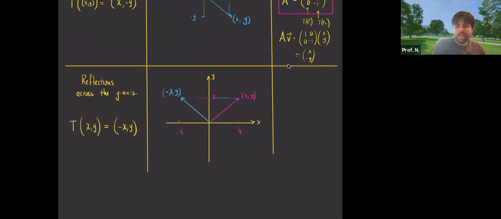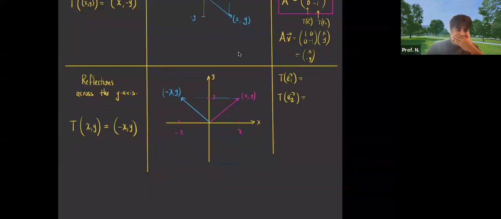Now, how do I figure out the associated matrix of this operator, this linear transformation? I need to figure out what happens to the standard basis vectors when I apply this operation. So E1 is 1 comma 0. What happens when I reflect 1 comma 0 across the y-axis?